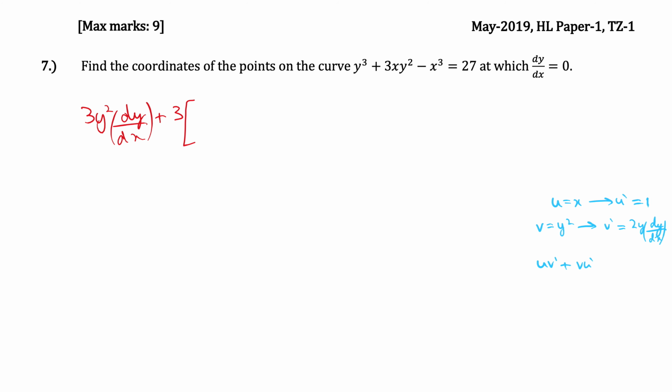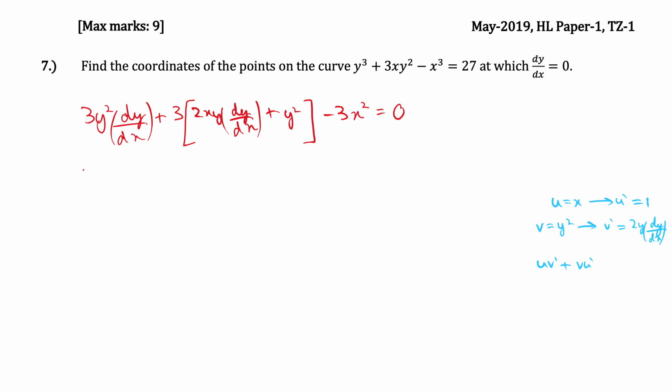So this will be u v dash, so x times 2y dy/dx, so 2xy dy/dx, plus v u dash, so y squared times 1, which is just y squared, plus y squared, minus, now the derivative of x cubed with respect to x will be just 3x squared, and the derivative of 27 will equal 0 because this is a constant.